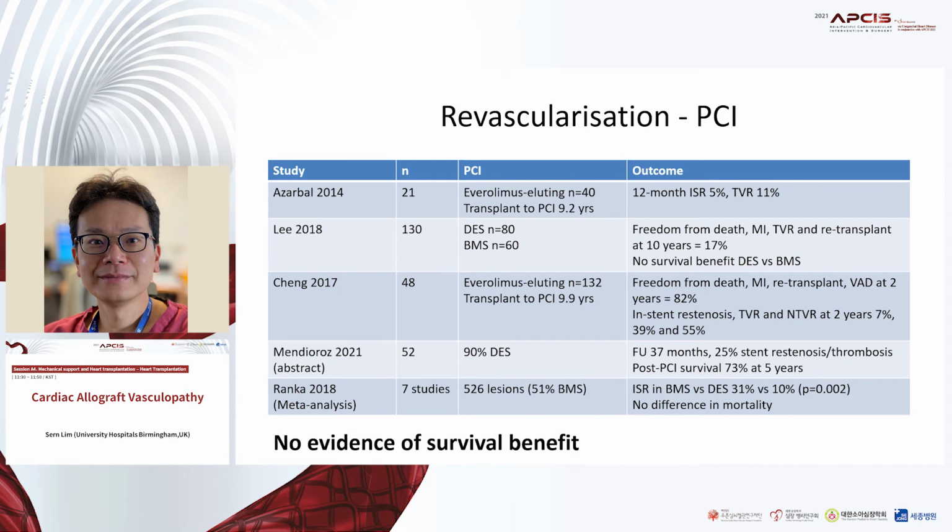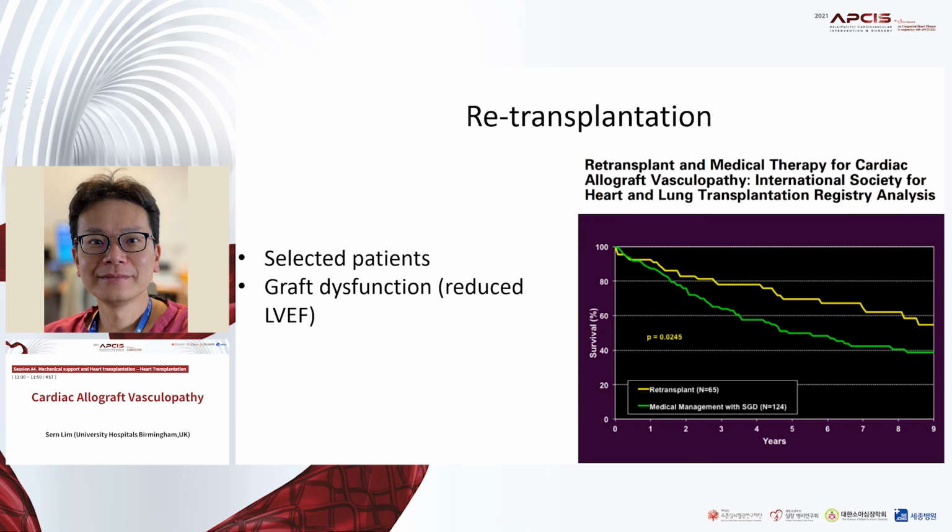Retransplantation may be considered in selected patients, particularly if they have developed significant graft dysfunction, generally speaking, an ejection fraction of less than 45 or 40%. And this data from the ISHLT registry suggested some survival benefit in these patients.